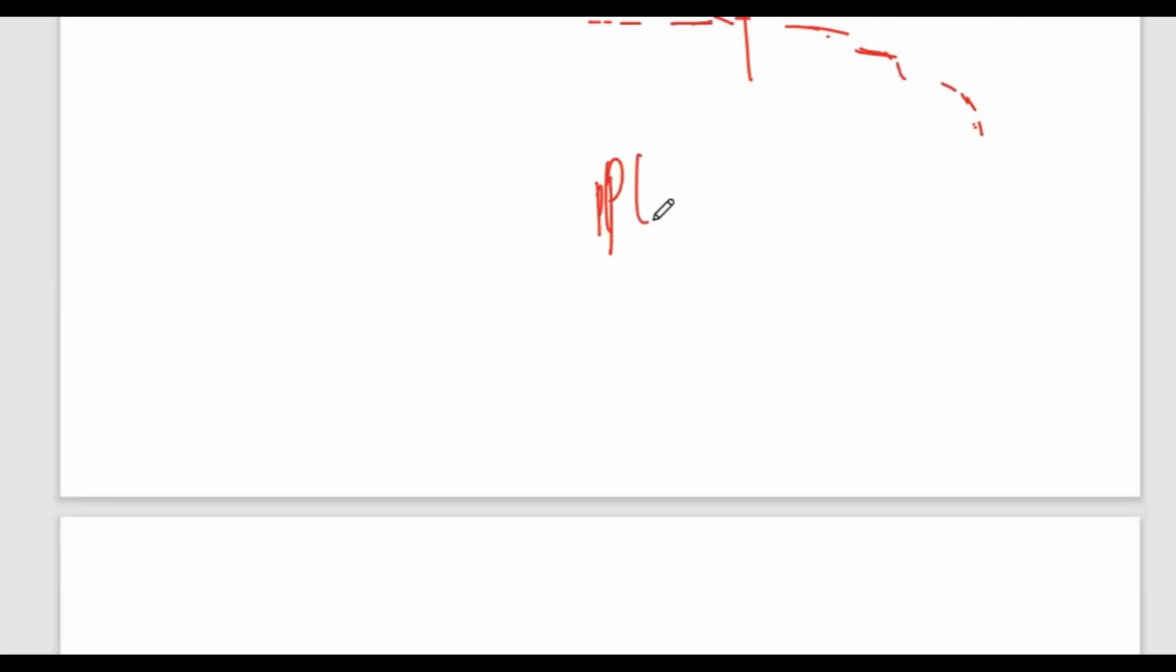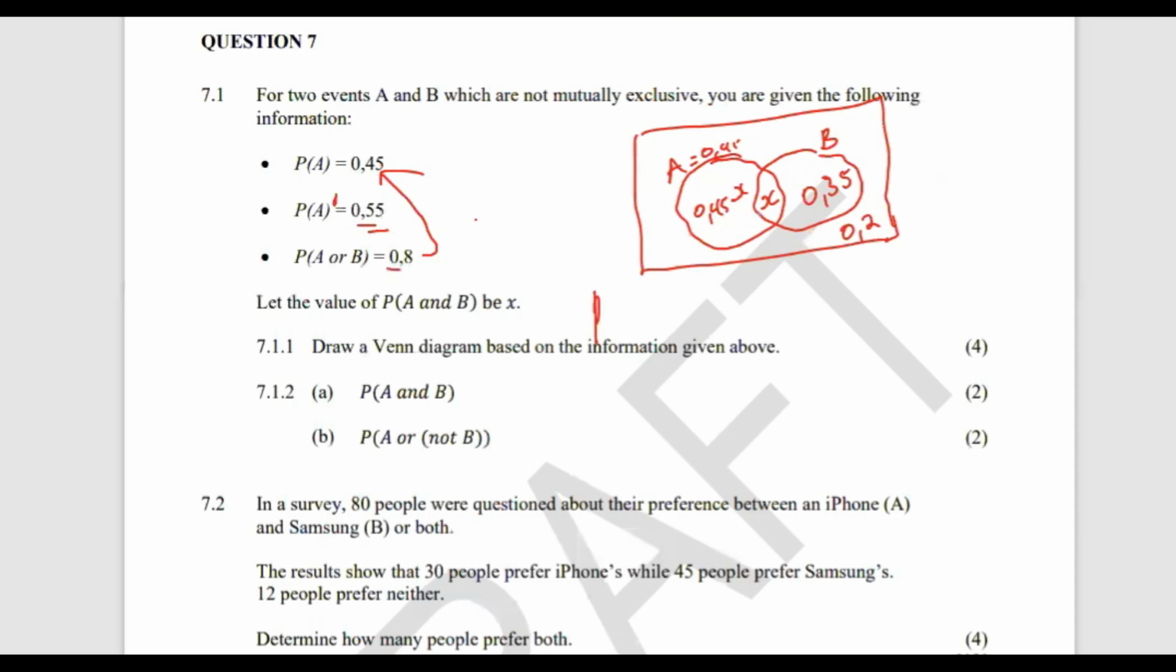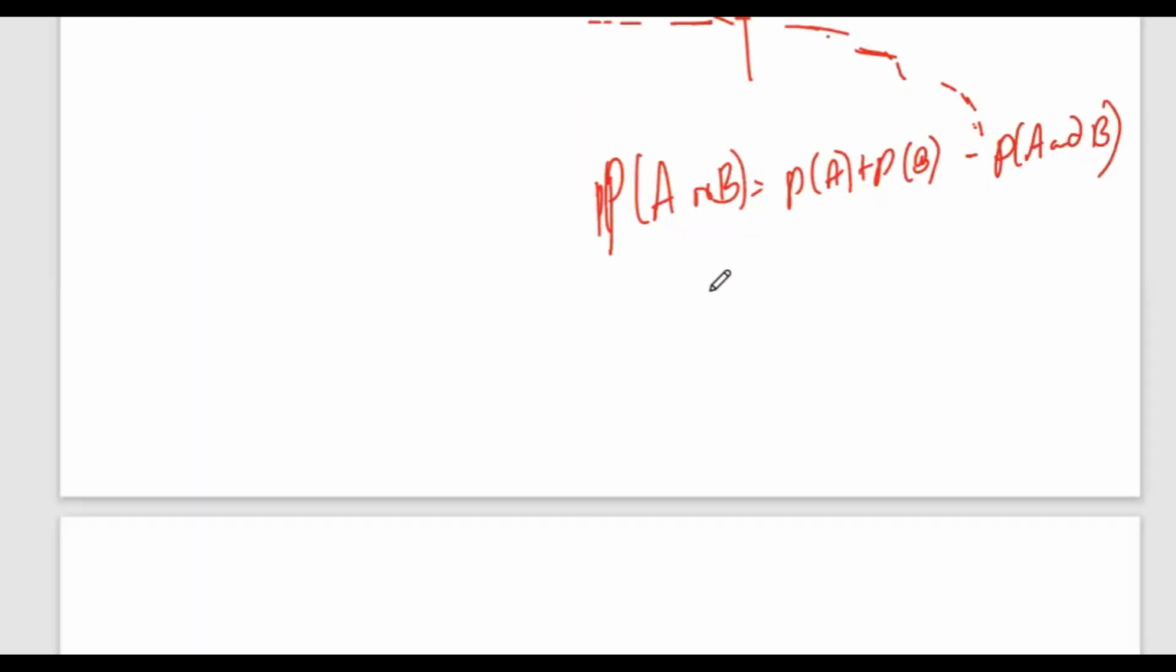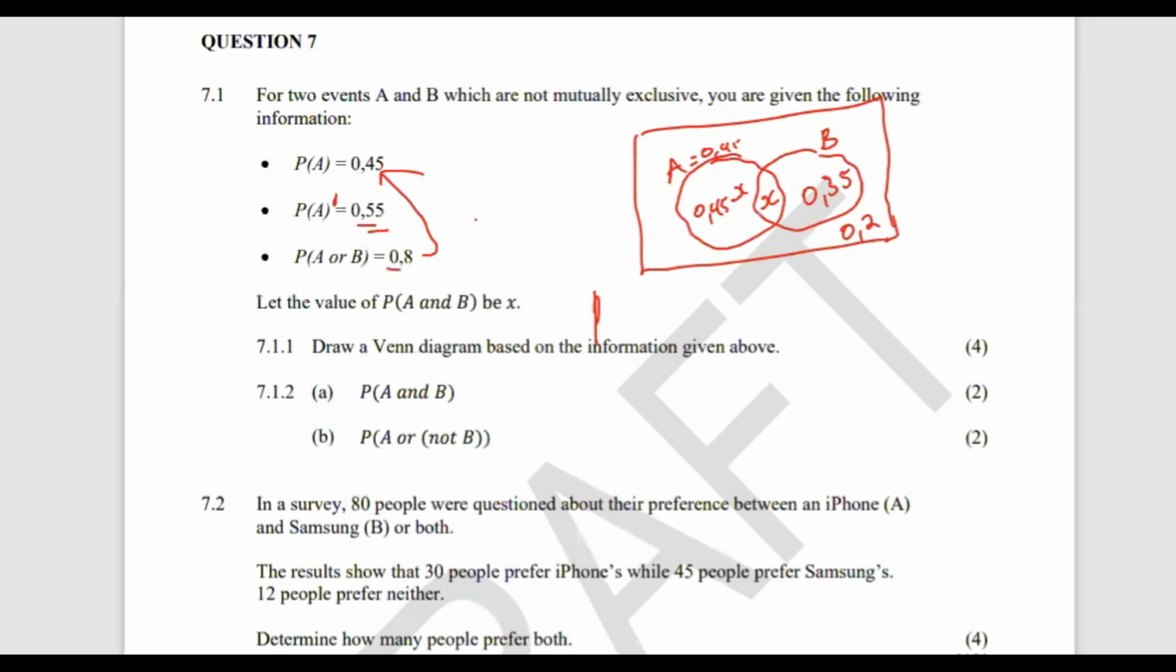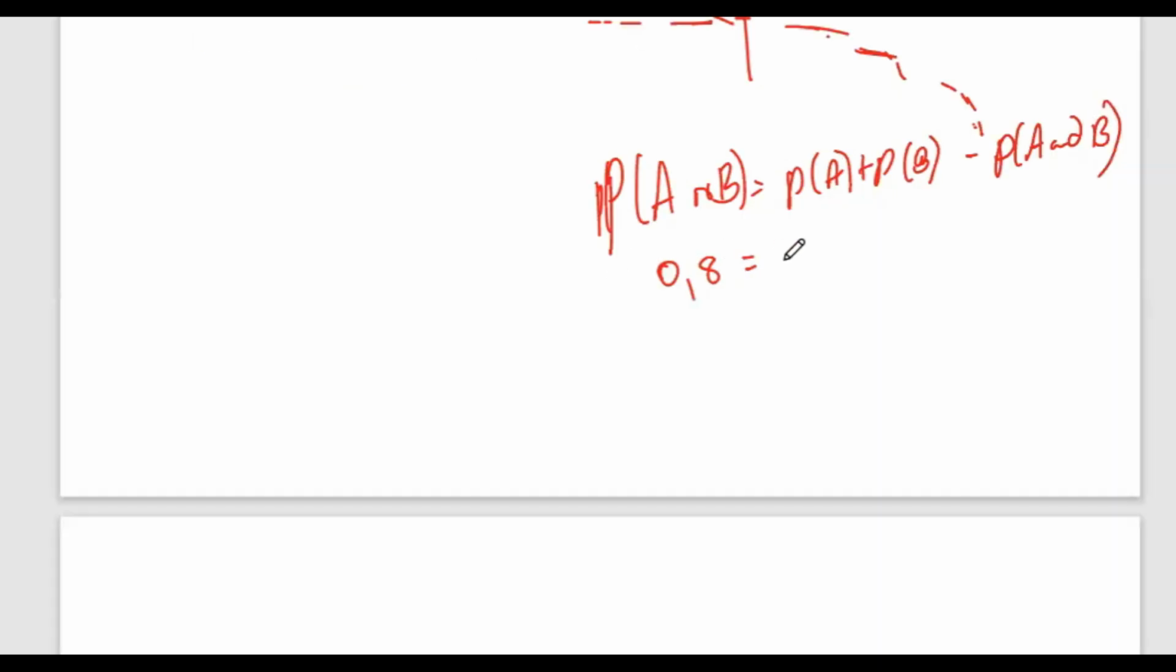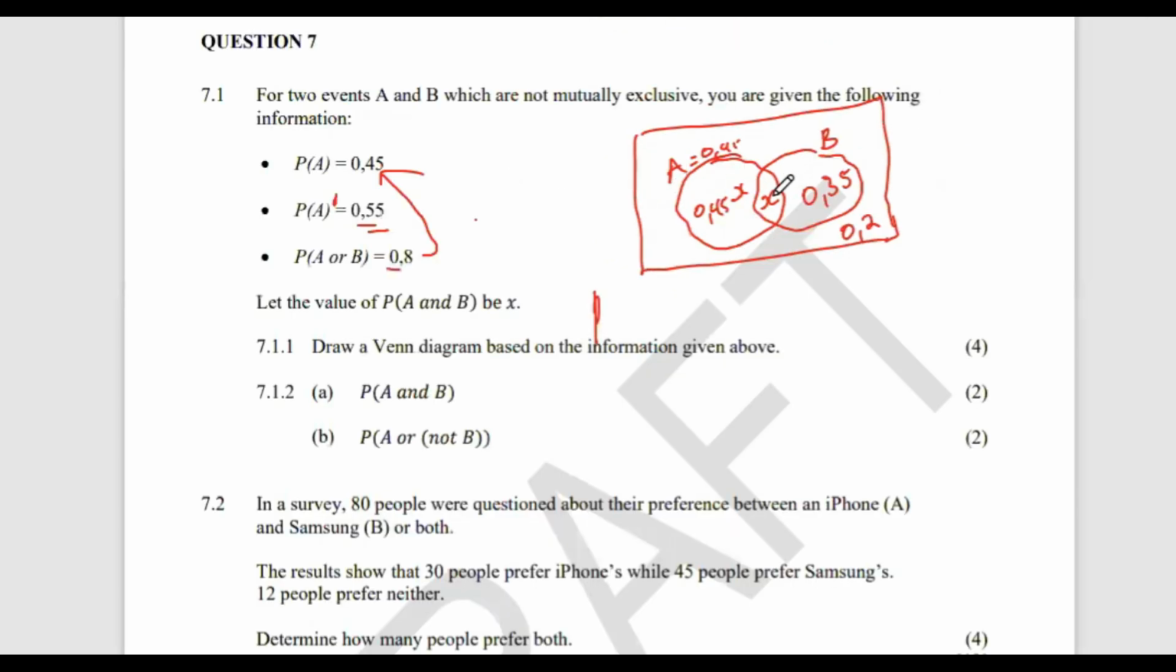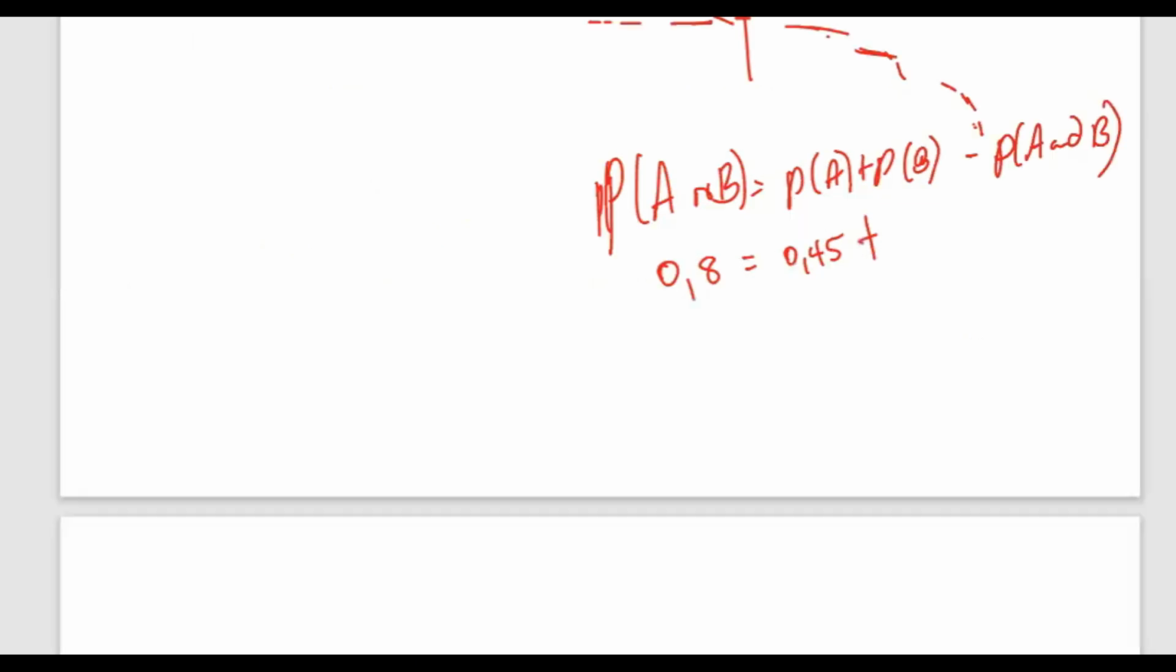It's saying probability of A or B is going to be probability of A plus probability of B minus the probability of A and B. This A or B, they told us it's 0.8. Let me just put it there. It is equal to probability of A, which is 0.45, plus probability of B, the whole of B, I'm going to say 0.35 plus X.